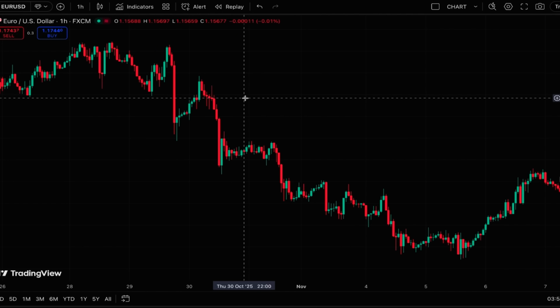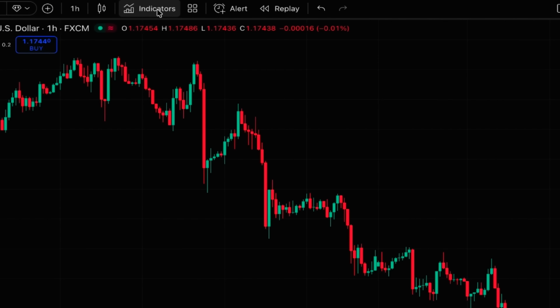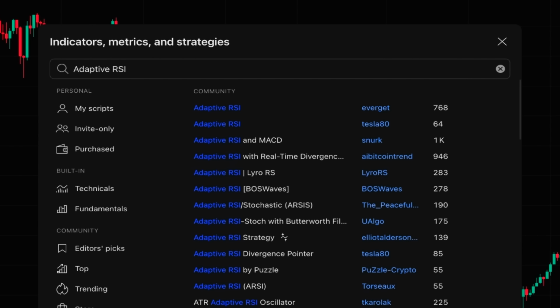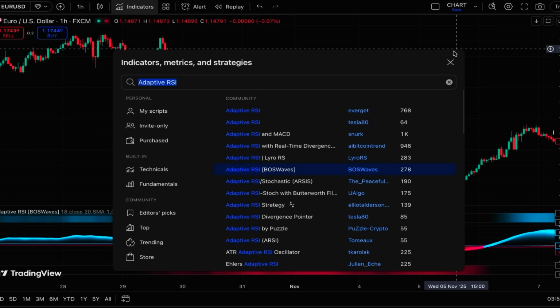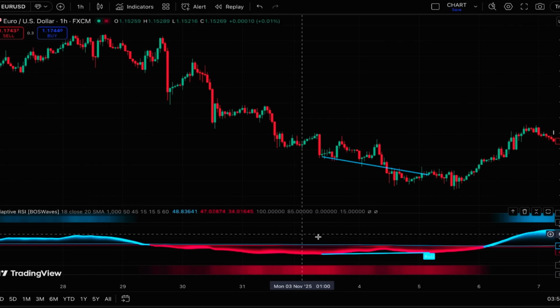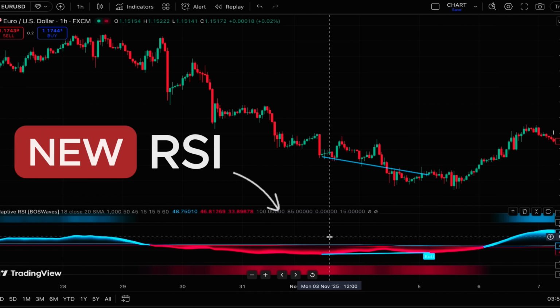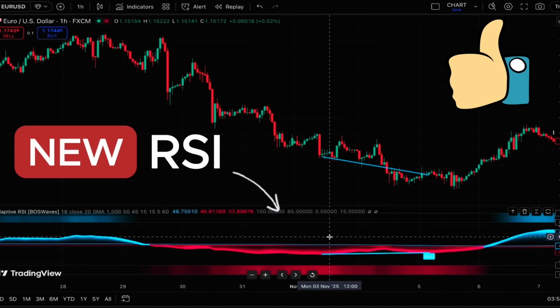Alright, let's add the new RSI. Here we click on indicators and we search adaptive RSI. This one, which is written by BOS Waves. Alright, this is the indicator, and as you can see, it's added here below the chart. This is a new version of RSI, and it is much better than the old RSI.